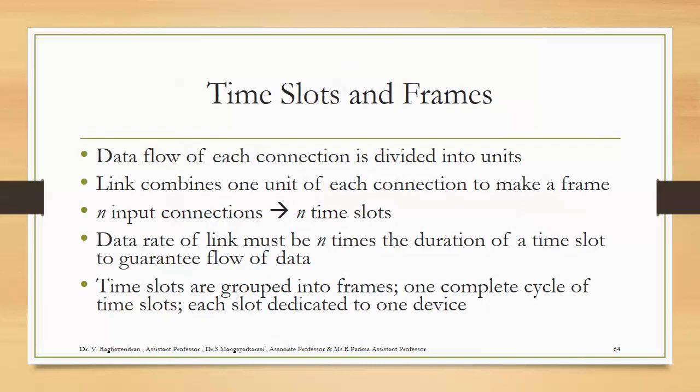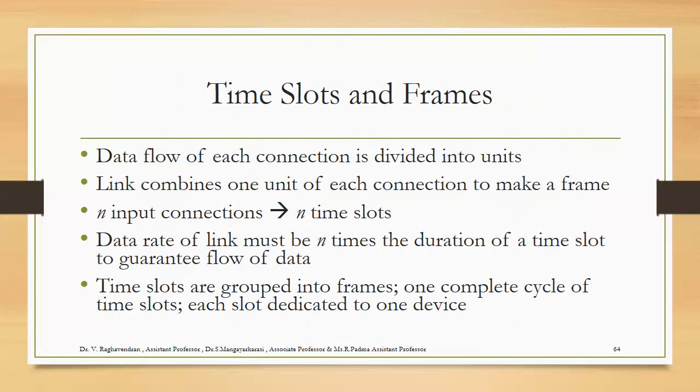So the data flow of each connection is divided into separate units. The link is used to combine one unit of each connection to make a frame. Here I am going to use n number of input connections, so it generates n time slots. The data rate of the link must be n times the data rate of a time slot to guarantee the flow of data.